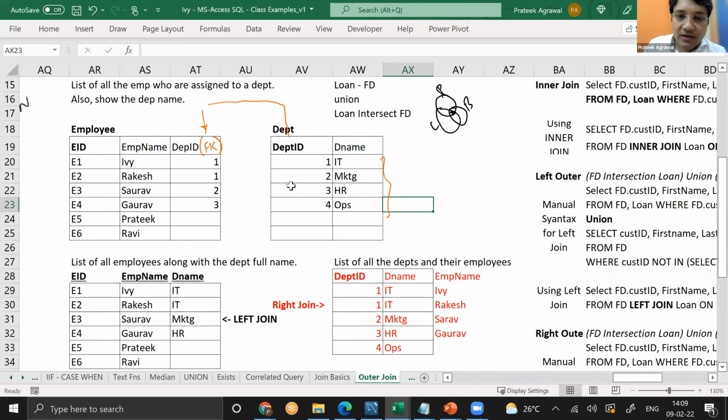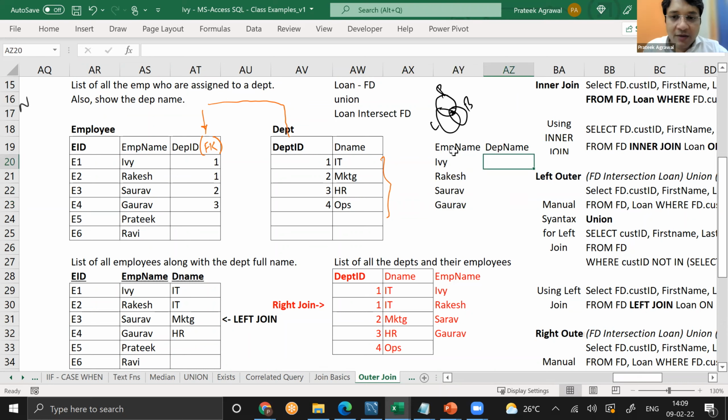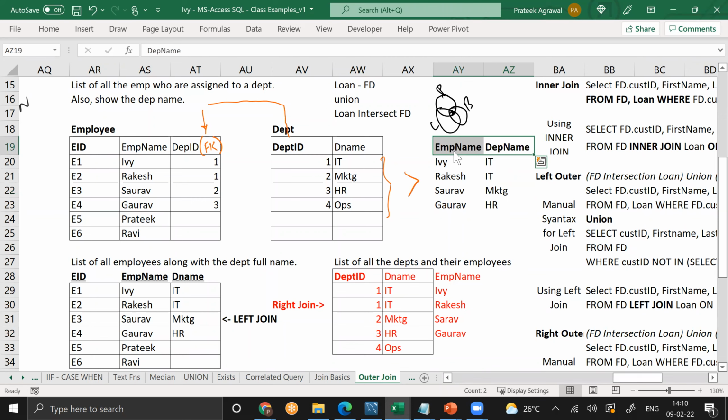So the output that I'm looking for would have employee name and department name, right? The employee names will be Ivy, Rakesh, Saurabh, Gaurav. And the department name for Ivy will be IT, Rakesh will be marketing, Saurabh will be HR, and Gaurav will also be IT. Do you all understand this? Everybody is clear?